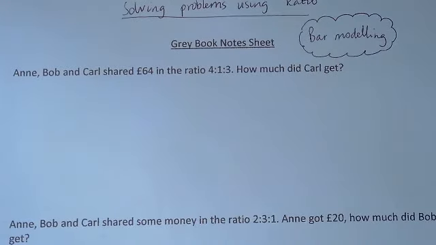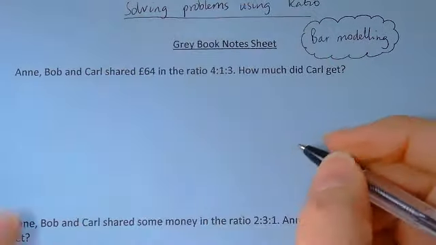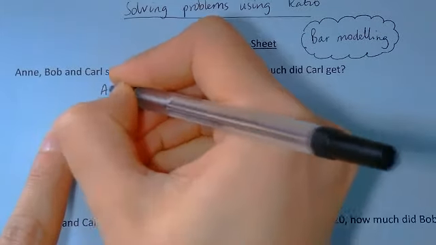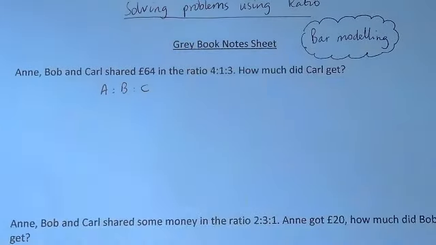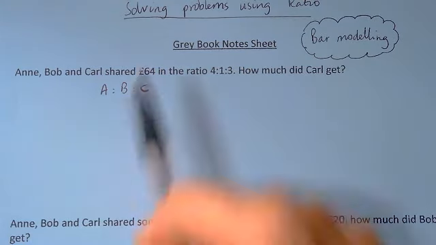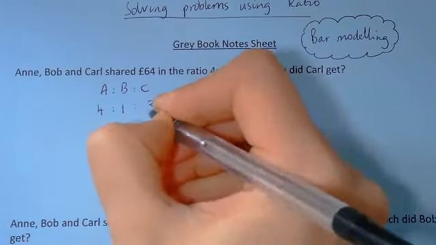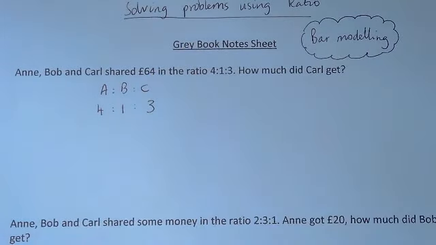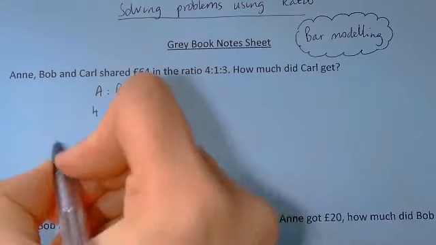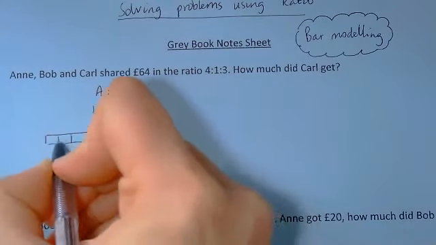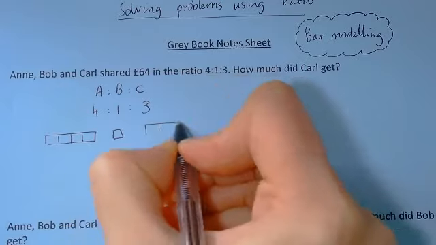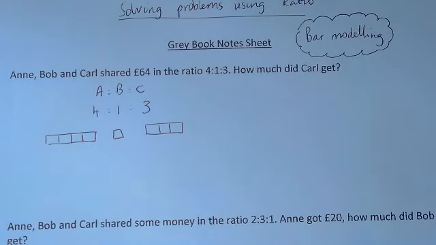Right, Anne, Bob and Carl share £64 in the ratio 4:1:3. The first thing we're going to do is write these three, but instead of writing their full names, I'm going to use letters. So we've got Anne, Bob and Carl. Often the ratio questions will have people whose names start with different letters, so you can abbreviate them. And they're sharing in the ratio 4:1:3. Right, so first things first, let's draw our pictures. So I've got a 4, a 1 and a 3, just like that.